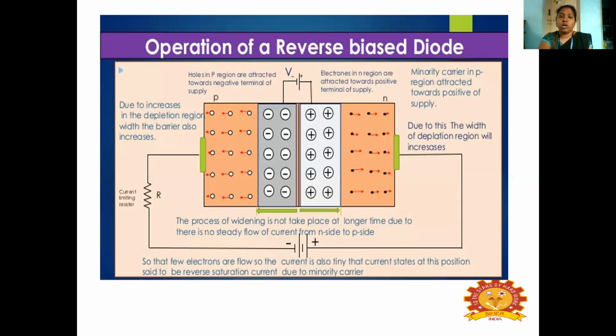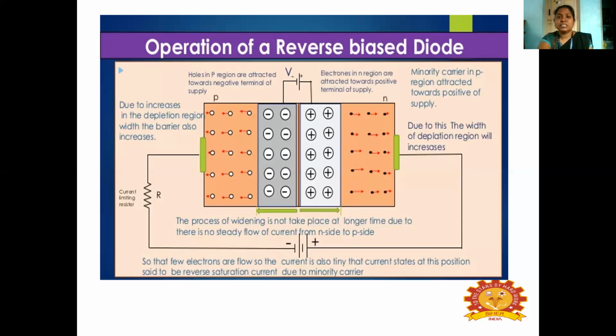So they are not going to cross the depletion region. They are not going to reach the opposite p-type and n-type material. Since it is opposite to the forward bias, they are attracted to the supply, because we know that the hole is positively charged, so it is attracted to the negative charge. Likewise, electrons are negatively charged, and they are attracted towards the positive of the supply. So this is what takes place in the reverse bias condition.